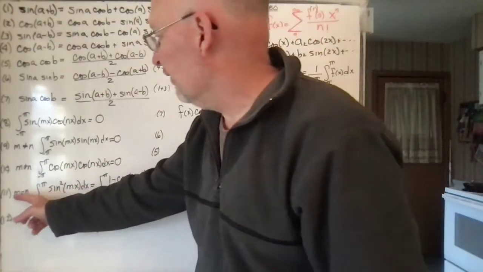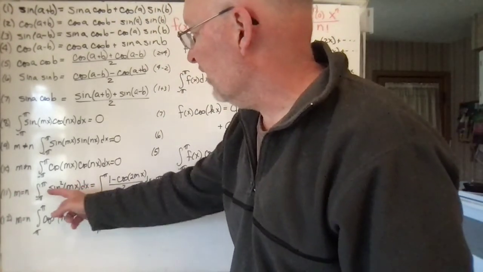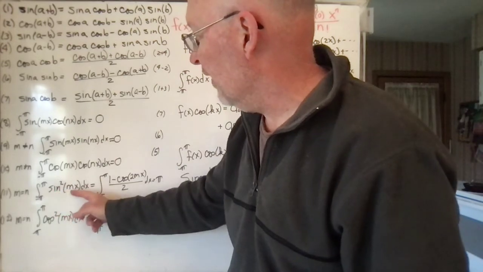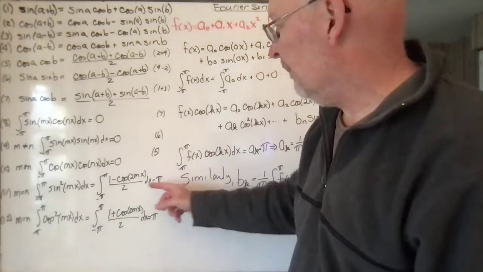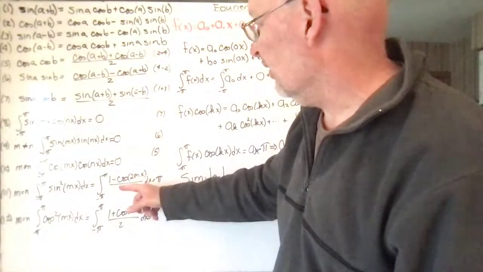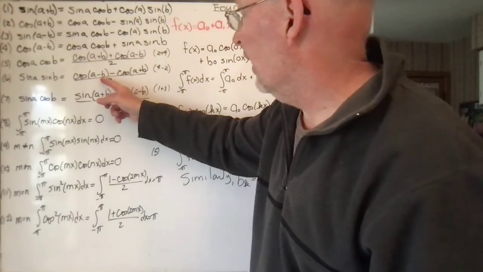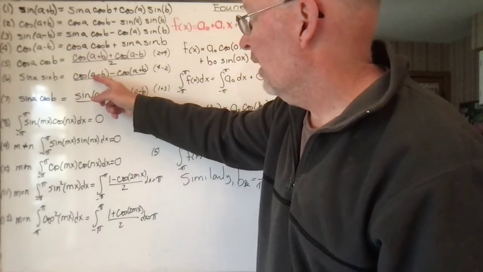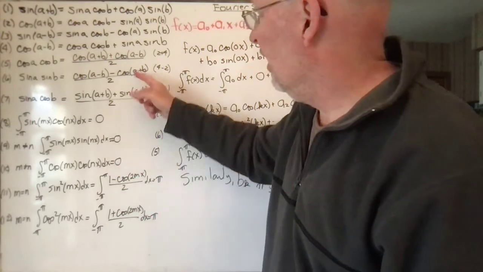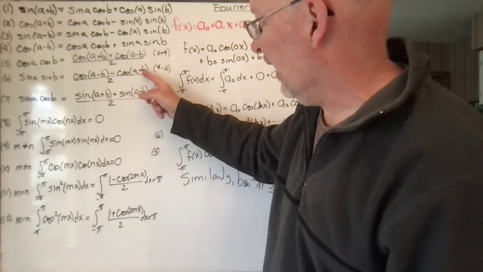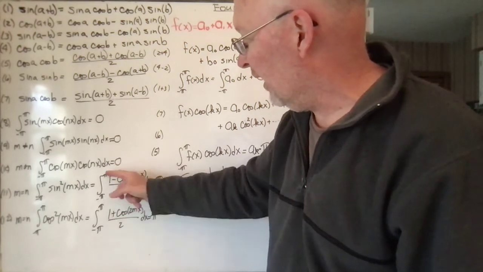On the other hand, if m is equal to n, then sine of mx times sine of mx is the sine of mx squared, and you use the same thing again, and you're going to get cosine of 0. Cosine of 0 is equal to 1. There you get this. Then you get mx plus mx is 2mx. See that? So you get this thing. You integrate that.